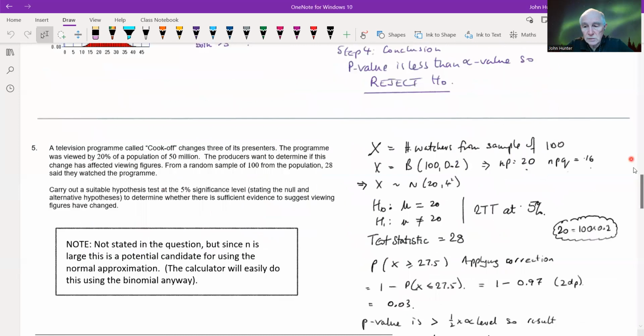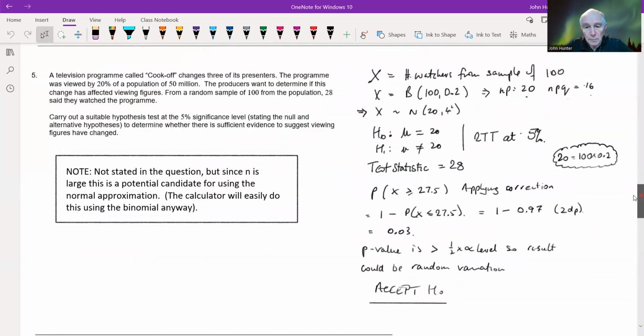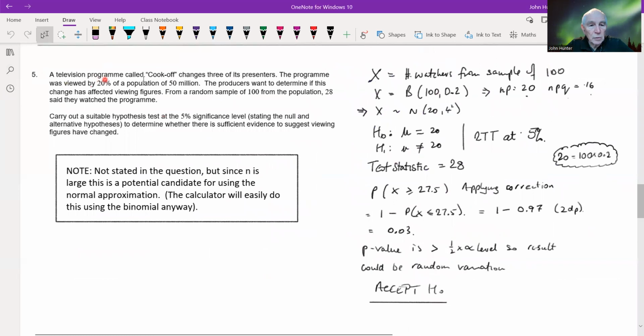Okay, so let's just have a look at another example. A television program called Cook Off changes 3 of its presenters. This has never happened. The program was viewed by 20% of a population of 50 million. Producers want to determine if this change has affected viewing figures. From a random sample of 100 from the population, 28 said they watched the program. Carry out a suitable hypothesis test at the 5% significance level to determine whether there is evidence to suggest viewing figures have changed.